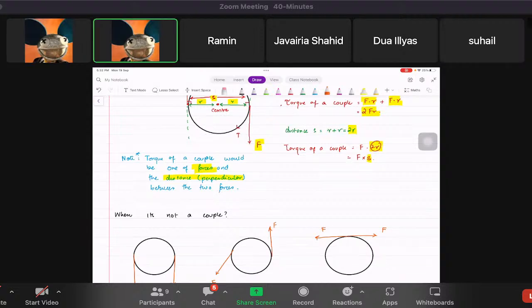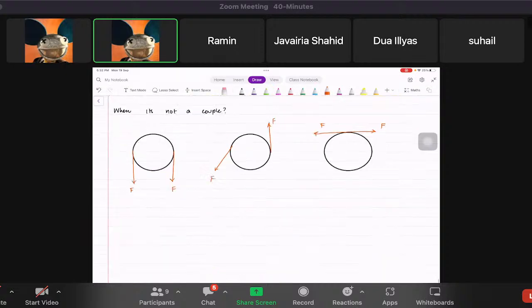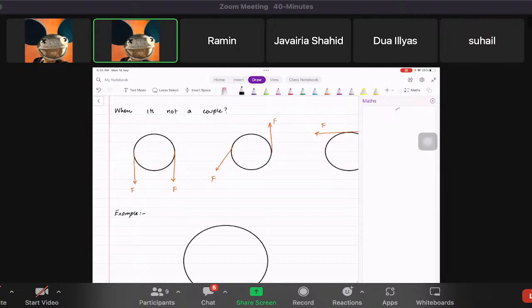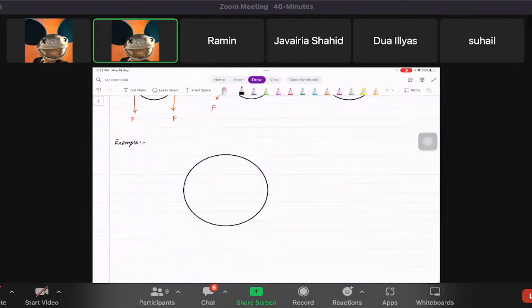Now let's try to understand an example and see how a couple works. You guys have done moments, so I believe that if you have done moments, it's not a very hard thing to do. So for example, say you got this figure shown. They say the center of the circle is S.